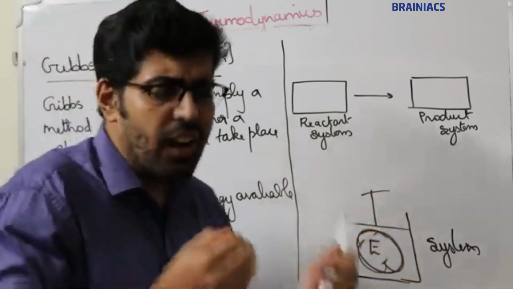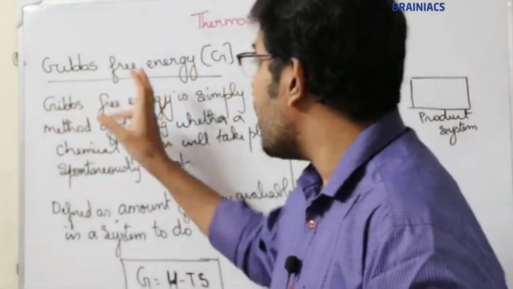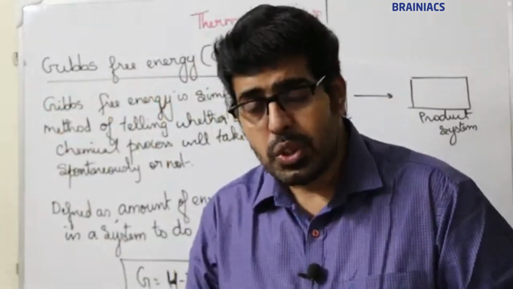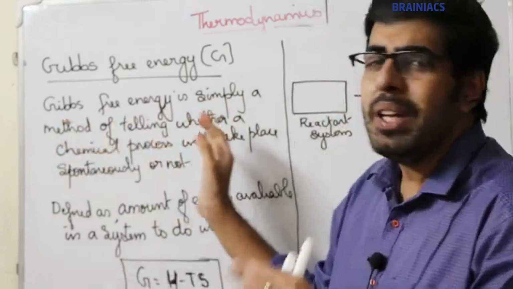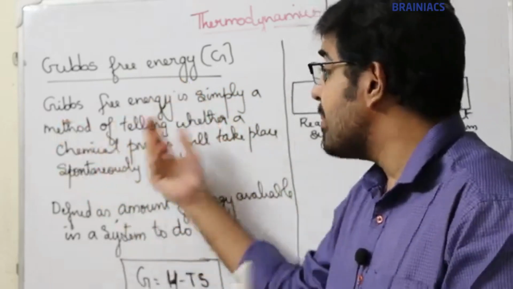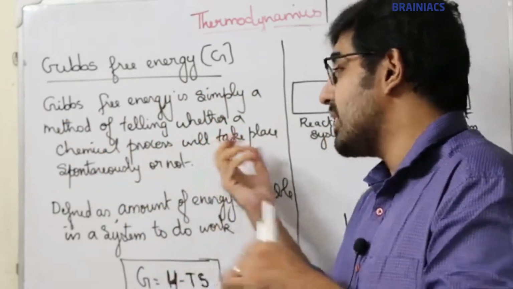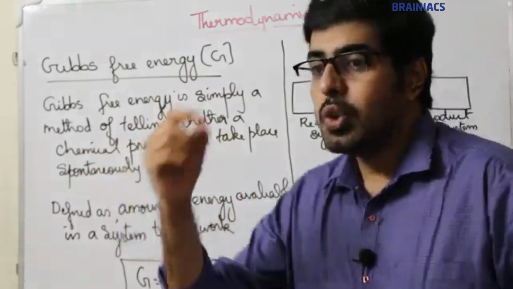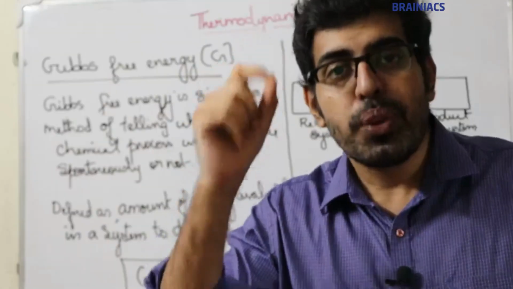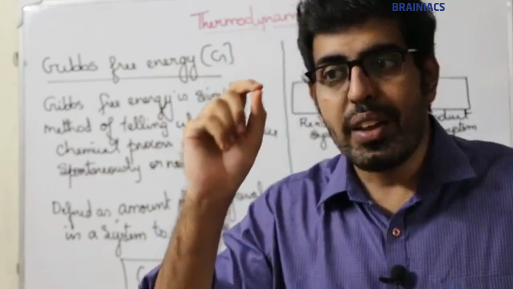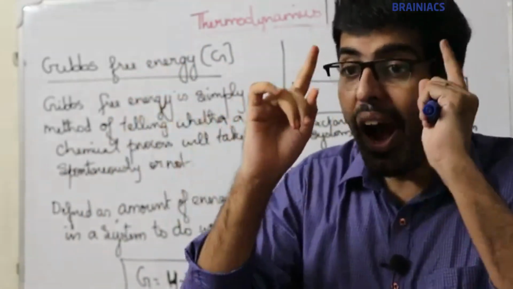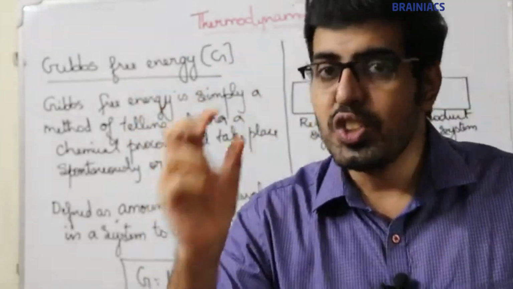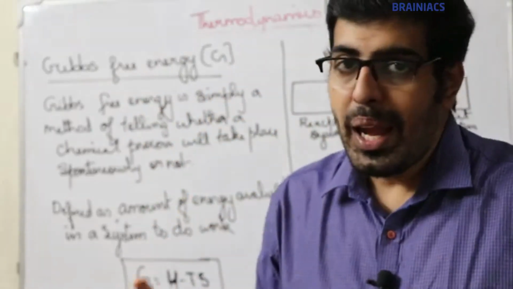Now, why are we learning Gibbs free energy in thermodynamics? What is the purpose? Gibbs free energy is simply a method of telling whether a chemical process will take place spontaneously or not. So, by knowing the value of Gibbs free energy, we can predict whether a reaction is spontaneous or not. I think it's clear.